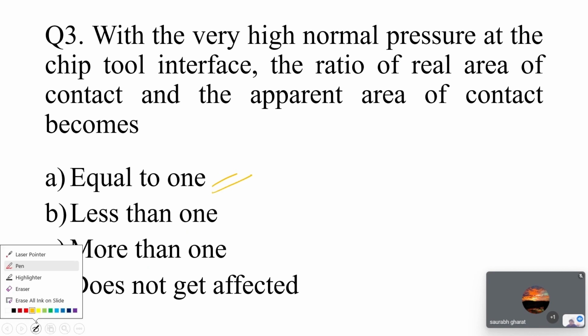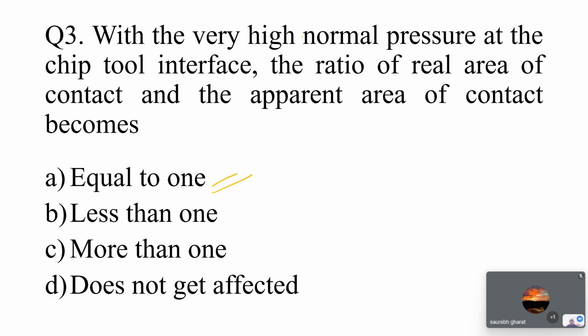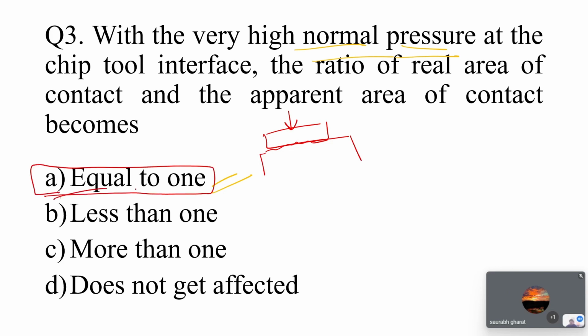It is mentioned there equal to 1 because the normal pressure is very high. When the pressure is very high, the asperities will degrade, meaning they will not have any effect anymore, and it will match exactly because of the very high pressure. So it will be equal to 1. So it is mentioned in the slides.